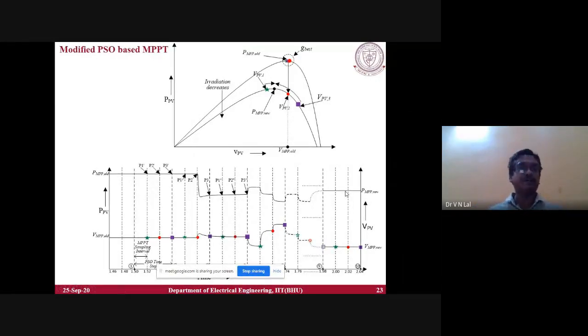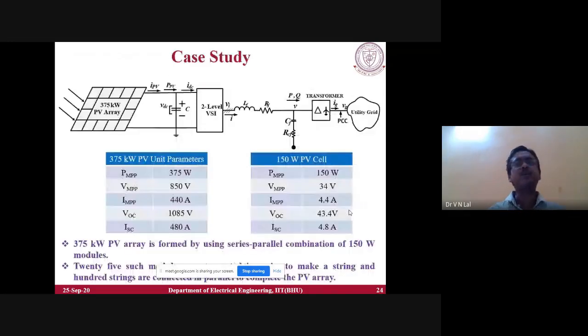So we are getting a simple general solution for PSO based MPPT tracking, which can be used, and it is able to track almost all types of environmental conditions, even very complex partially shaded conditions. I myself have checked it, and it is able to search, and it is very fast as compared to the other methods. So I am showing the case study.